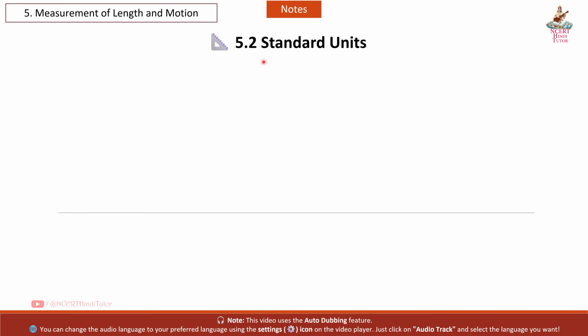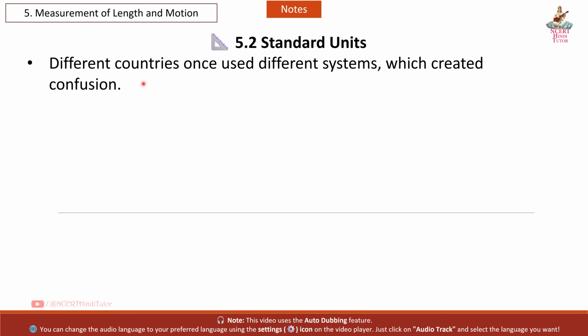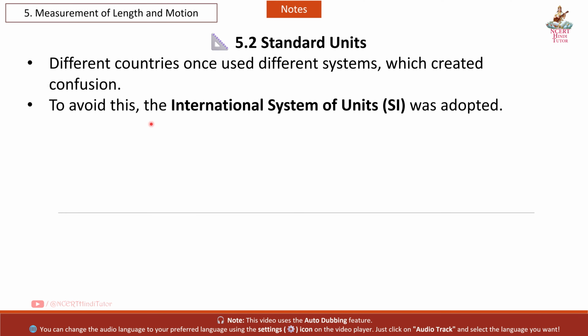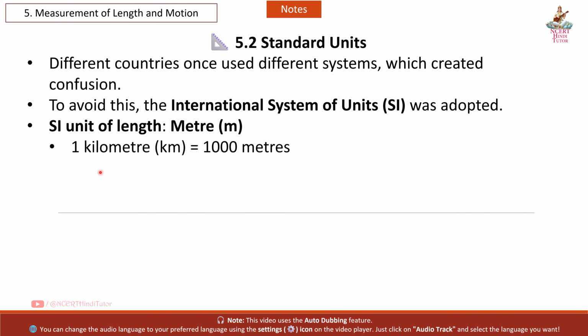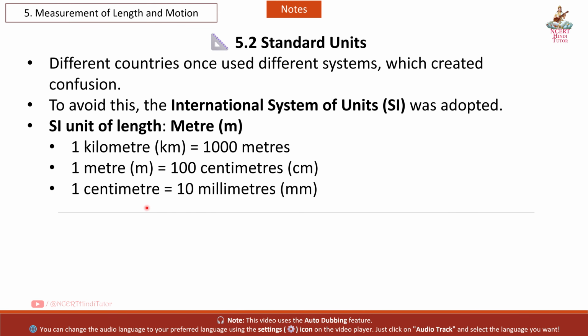Next, 5.2 Standard Units. Different countries once used different systems, which created confusion. To avoid this, the International System of Units (SI) was adopted. SI unit of length is the meter, small m. 1 kilometer is equal to 1000 meters, 1 meter is equal to 100 centimeters, 1 centimeter is equal to 10 millimeters.